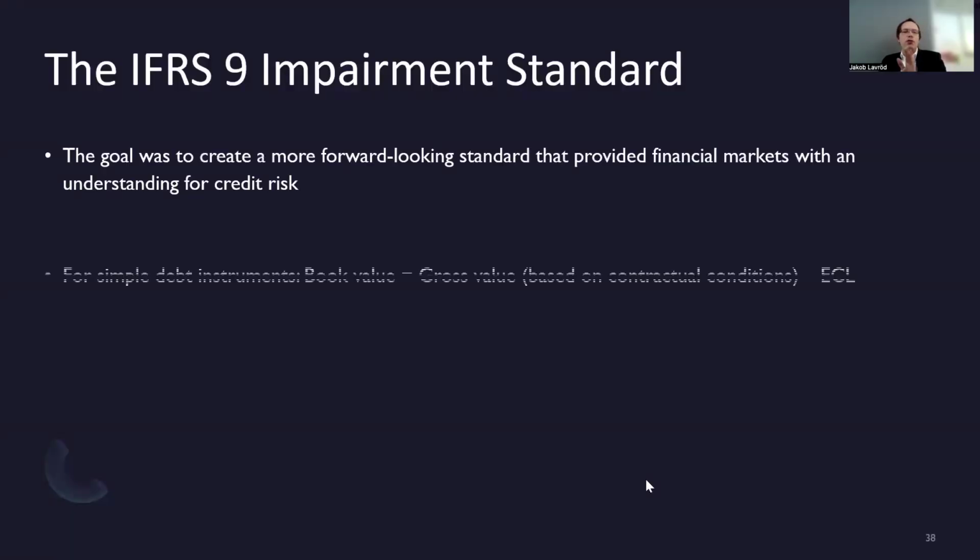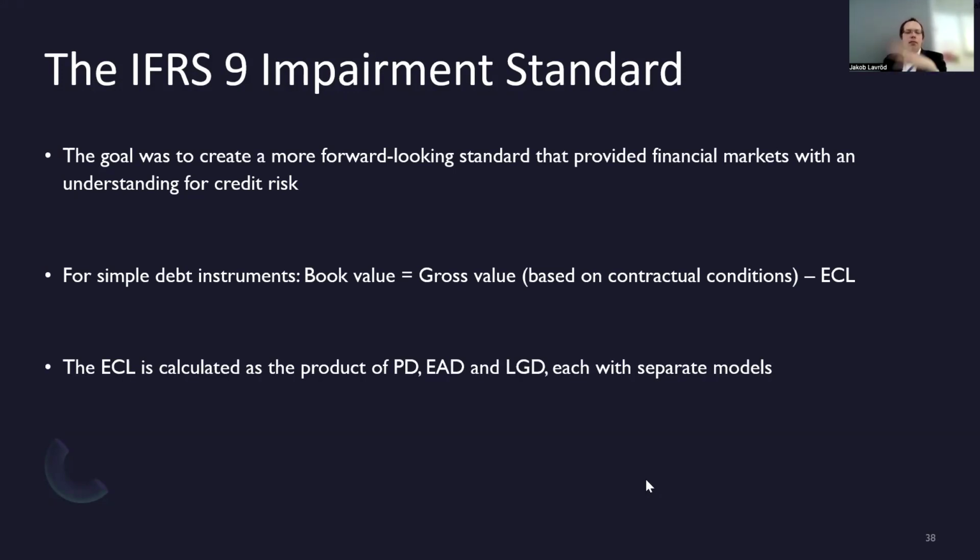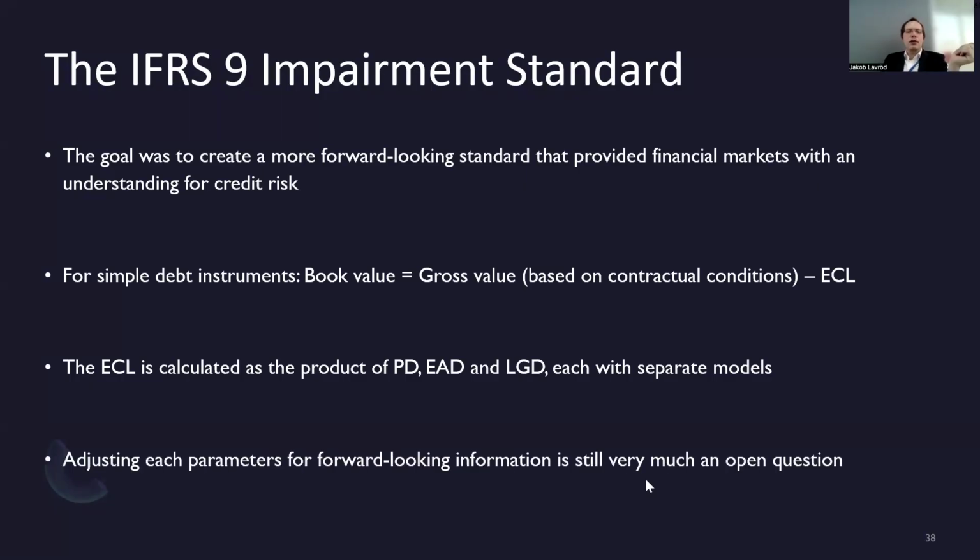So with this, I sort of summarize and say, we've looked at the concept of a simple debt instrument of the book value minus ECL. We've looked at the PD, the LGD model, how to calculate it, and we've looked at how to adjust the different parameters using forward-looking information. So yeah, that was the really speed version of IFRS 9. There's so much more to talk about, but I hope this covers what could be of interest here.